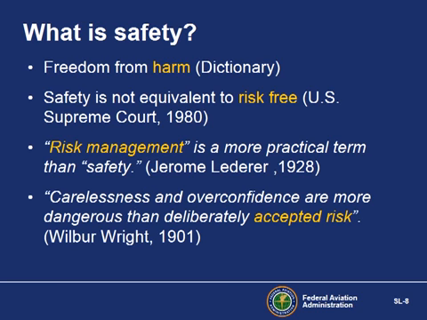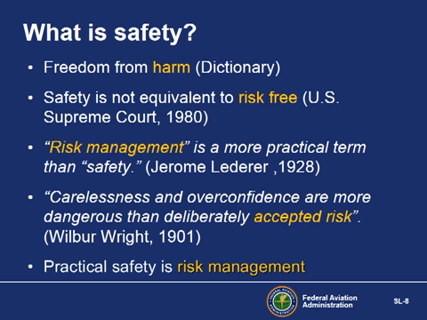Going way back to the earliest days of aviation, even Wilbur Wright understood something about safety when he said, "Carelessness and overconfidence are more dangerous than deliberately accepting risk." In fact, if we think about the two components of risk, severity, how much harm, and likelihood, how likely are we to be harmed, we might say that the lower we can manage risk, the closer we come to a practical definition of safety. Thus, we can define safety in terms of the effectiveness of risk management, and we'll understand that risk management is one of the core processes of a safety management system.